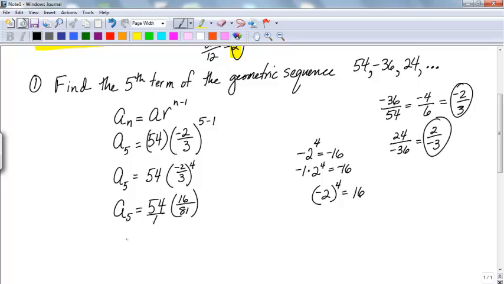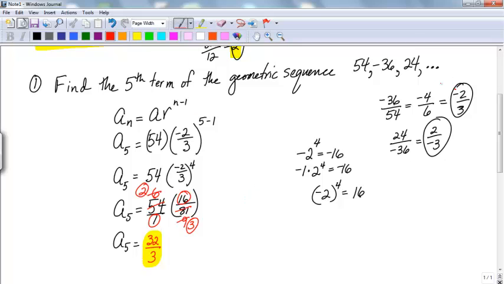Okay, and this is like 54 over 1, and then reduce it. 9 would go into 54 6 times. 9 would go into 81 9 times. We can reduce it again. 3 would go into 6 2 times. 3 would go into 9 3 times. Then multiply across on top. We've got 2 times 16 is 32, and 1 times 3 in the denominator, 32 thirds. Okay, and that is our final answer. The fifth term is 32 thirds.